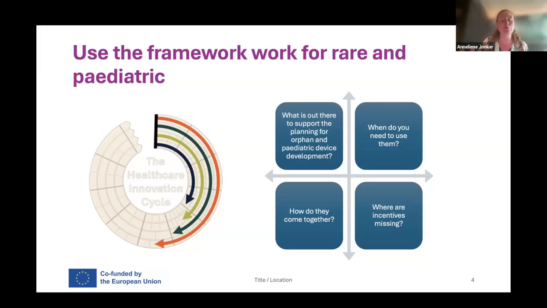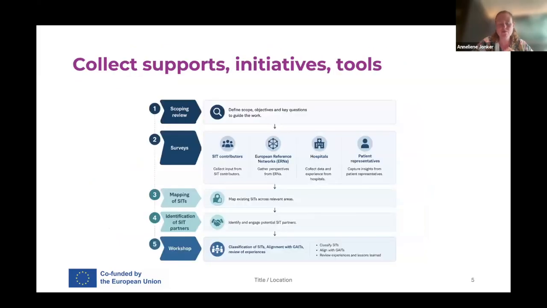And can we actually put them on the GAITS framework so that we know we can use the GAITS framework as a backbone for planning the device development, but really making use of all the initiatives and platforms and tools out there? Because if you're developing a pediatric and orphan device, throughout the development you need pretty much all the help you can get. So the question is really, how do all these initiatives and platforms and tools come in?